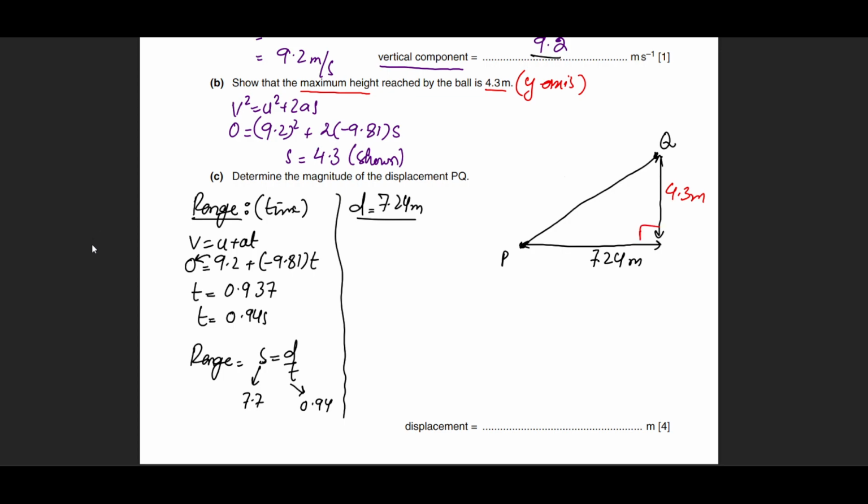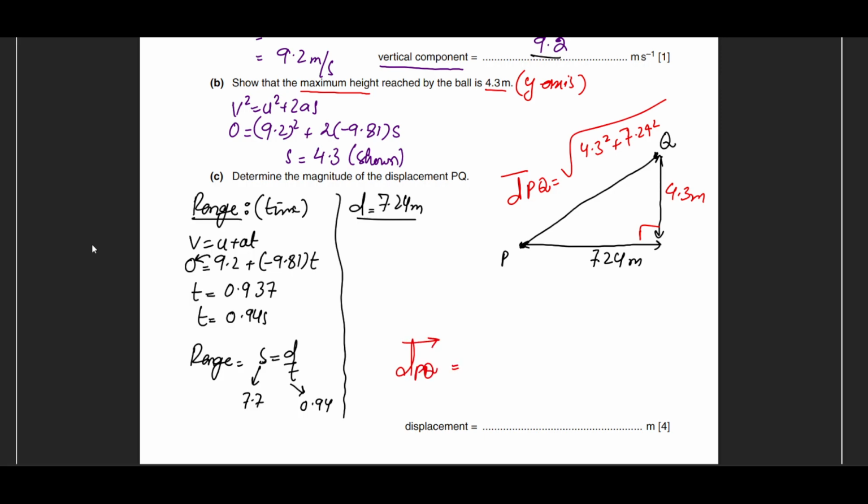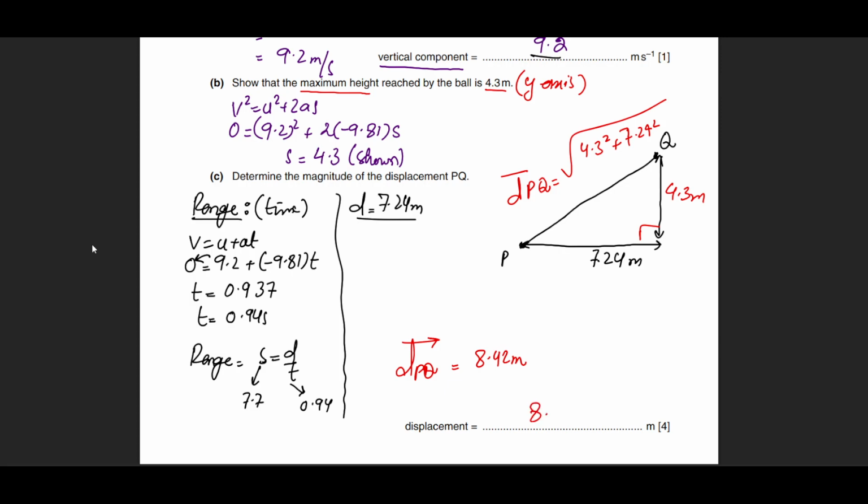Okay, now this is a right angle triangle. We can find out the hypotenuse. So the displacement from P to Q is actually equal to the square root of 4.3 squared plus 7.24 squared. You can calculate this on your own time. It comes out as 8.42 meters, which is going to become 8.4 up to two significant figures.